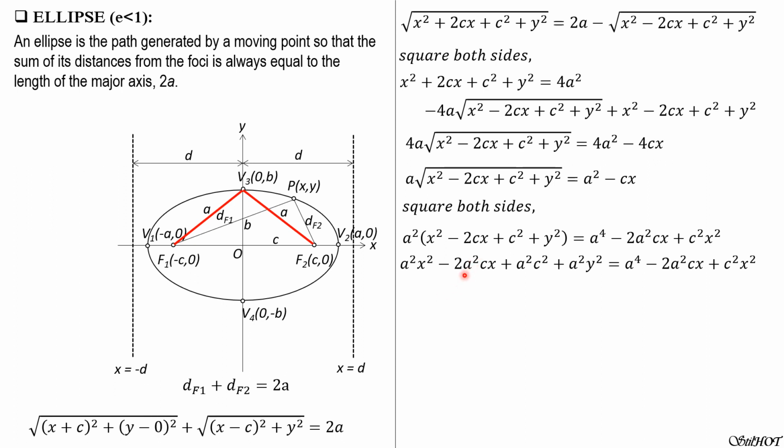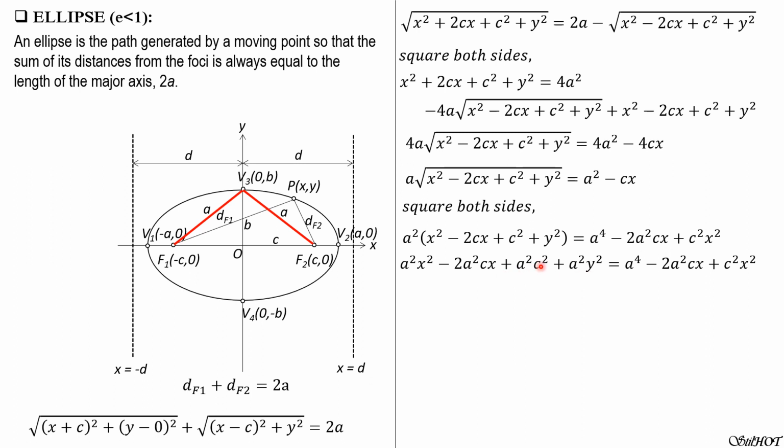So we can cancel negative 2a squared cx. Then we have here a squared x squared, in the right side c squared x squared. We factor out x squared. So we have x squared quantity a squared minus c squared. Then we just retain a squared y squared.